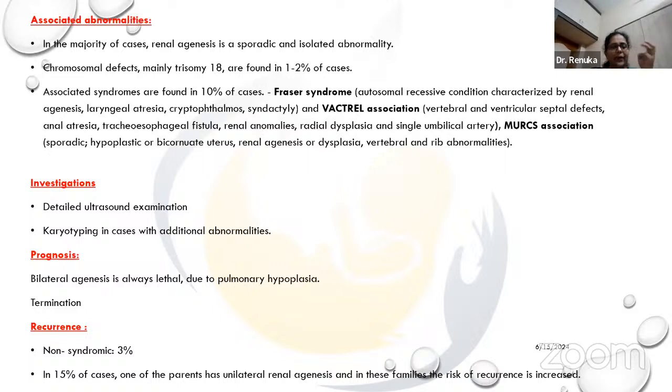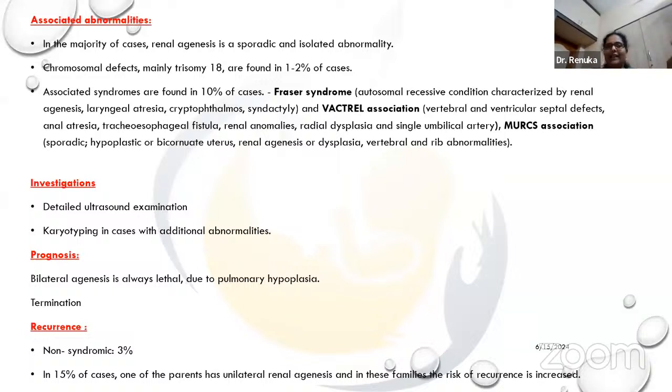Coming to the prognosis and counseling in case of bilateral renal agenesis, apart from non-functioning kidneys, even the lungs are not going to develop. So absolutely, this is a lethal condition. If you find bilateral absent kidneys, we can very well counsel them for termination. And coming to the next question the patient puts: what is the chance of recurrence? Will this occur in the next pregnancy?